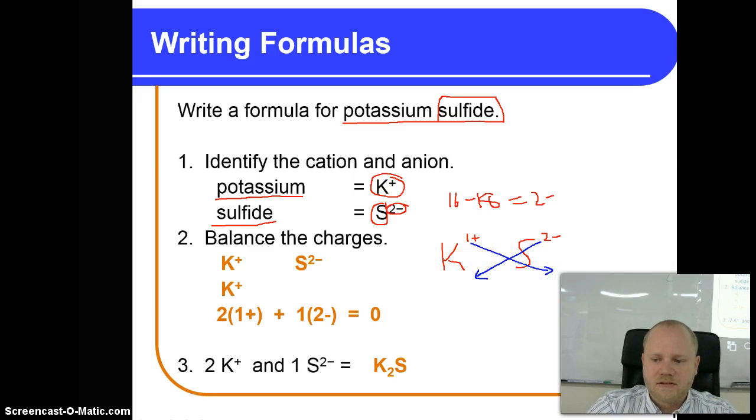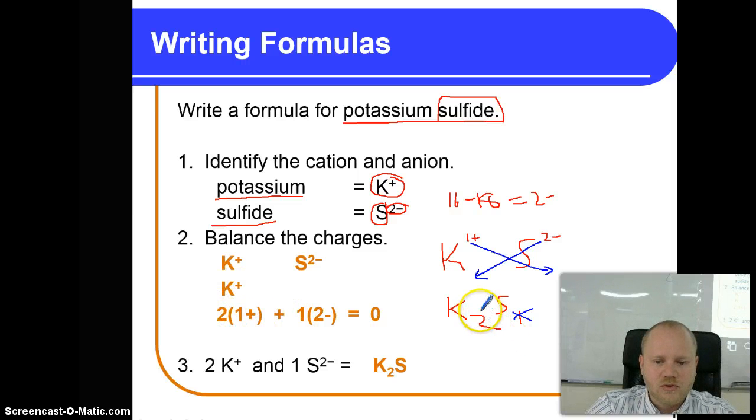So this then can be written as K2S1, but we don't need to write the 1, so we can leave that out, and it just becomes K2S. So again, take the charge from above and write it down as the subscript for the other ion, called the harpoon system. We can check to make sure that our work is good by using basic math.